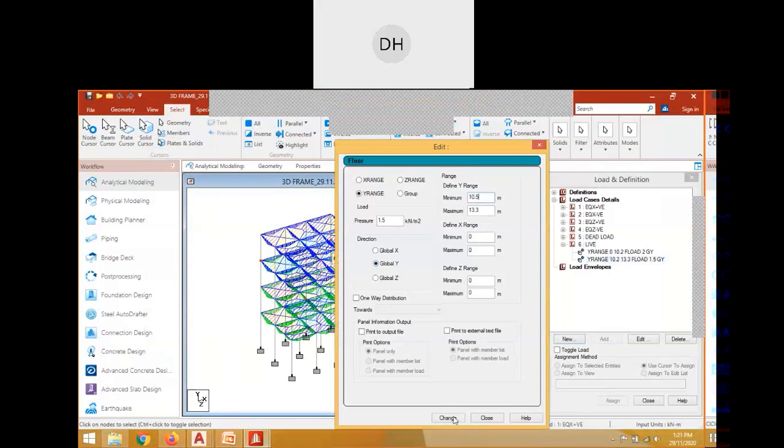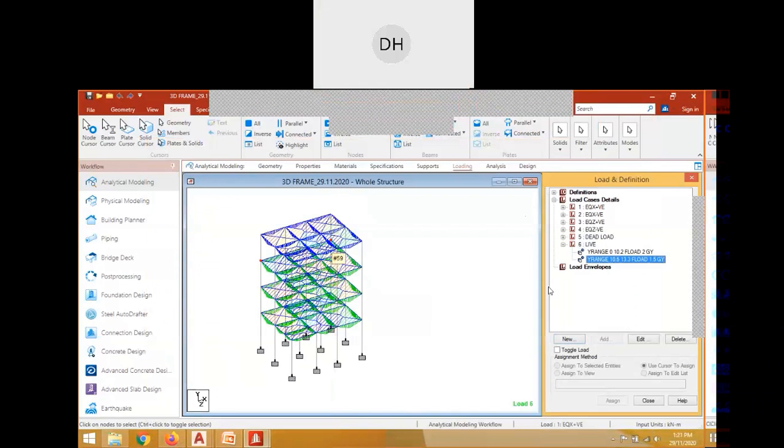I will just keep 10.5, so that it is generated only at the top level. Yes, now it is okay, correct? So this is generated at the top level. This is generated for all other levels, correct? So this is your live load.